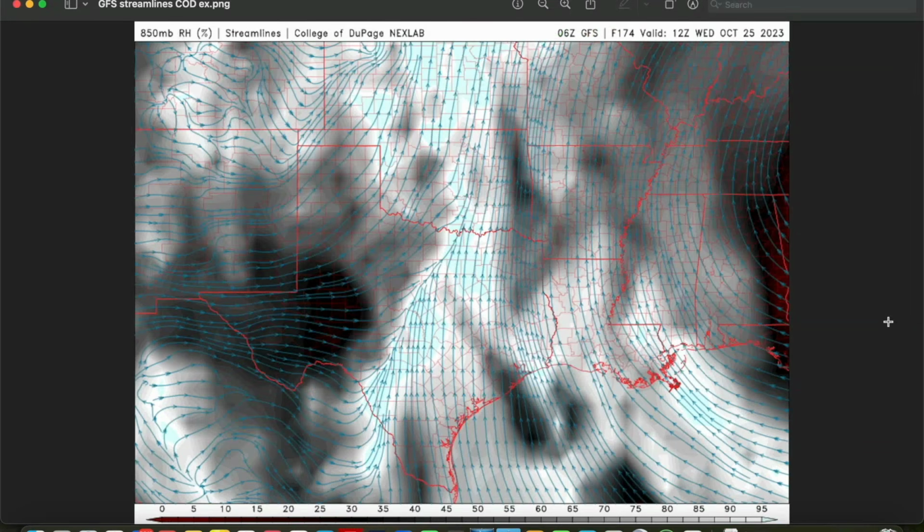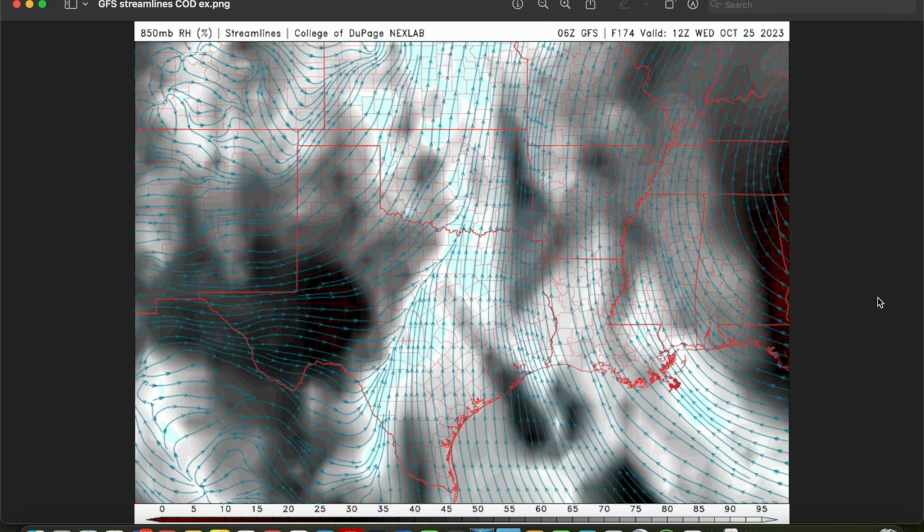On the same token, we can look for prefrontal troughs and confluence zones using the 850 millibar map, and a product I like to use to do so is the 850 millibar relative humidity product on the College of DuPage model site, an example of which you see here. This product features streamlines, which are these blue lines with the arrows on them, and they help you visualize the flow at the 850 millibar level, perhaps a little bit better than by just looking at wind barbs.